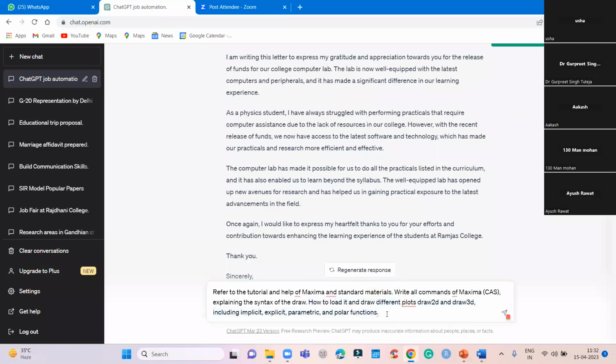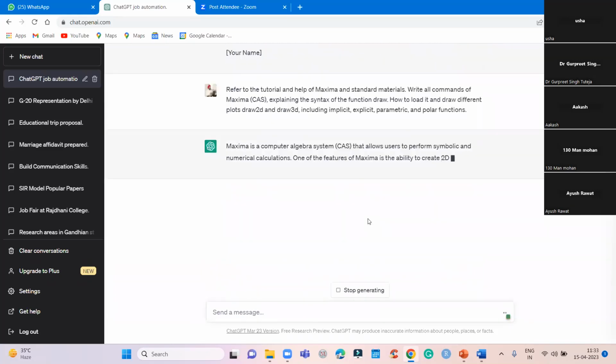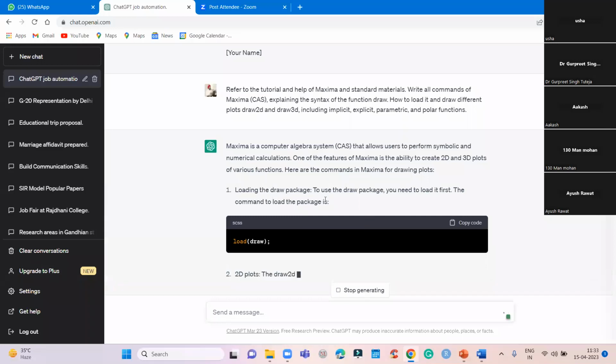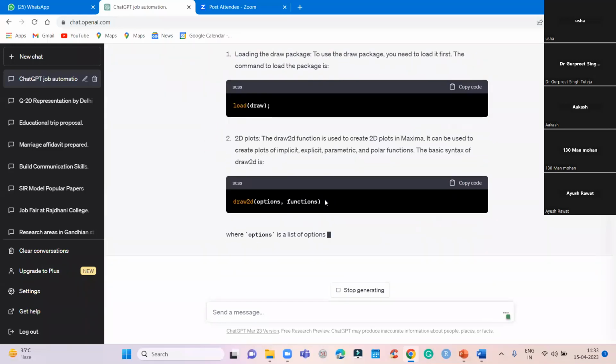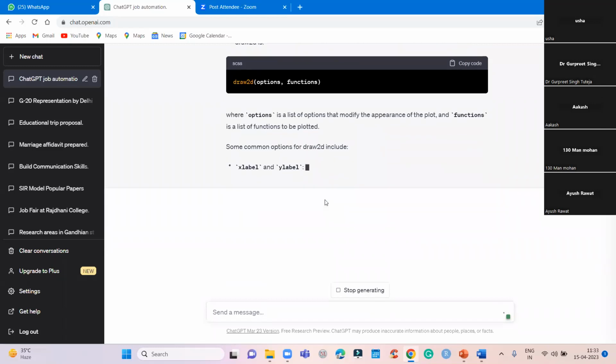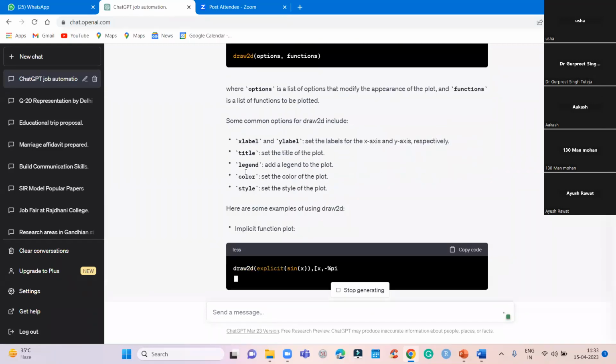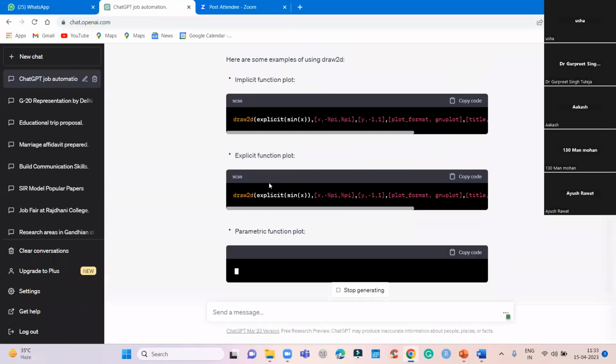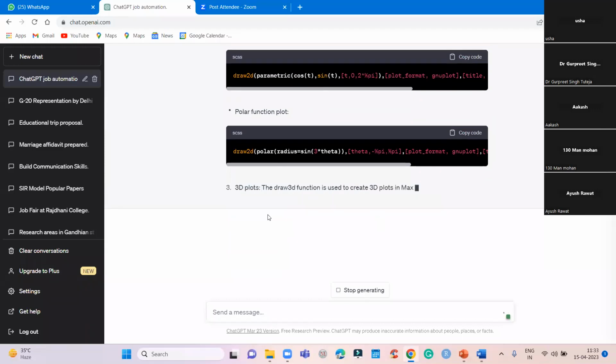Write all commands of Maxima CAS explaining the syntax of draw. Draw is a function. Syntax of the function draw. How to load it and draw different plots, draw 2D, draw 3D, including implicit, explicit, parametric, and polar functions. So it will give you a complete tutorial. How to load it, how to draw 2D. So it gives you all commands. How to label, title, legends, color, style, everything it is giving. The explicit function being plotted, parametric function, and polar function.